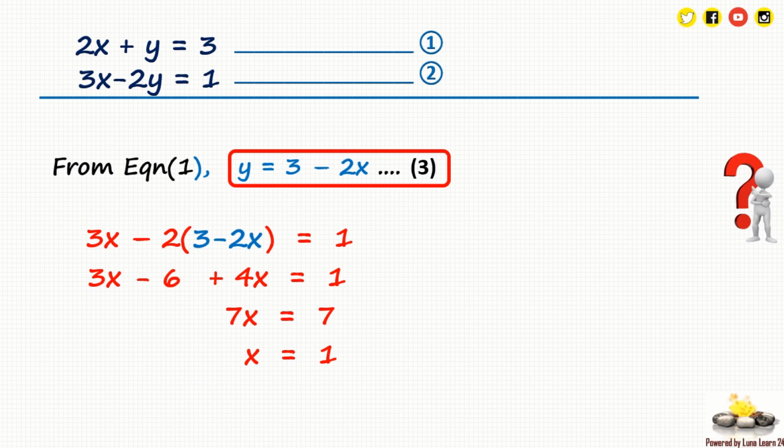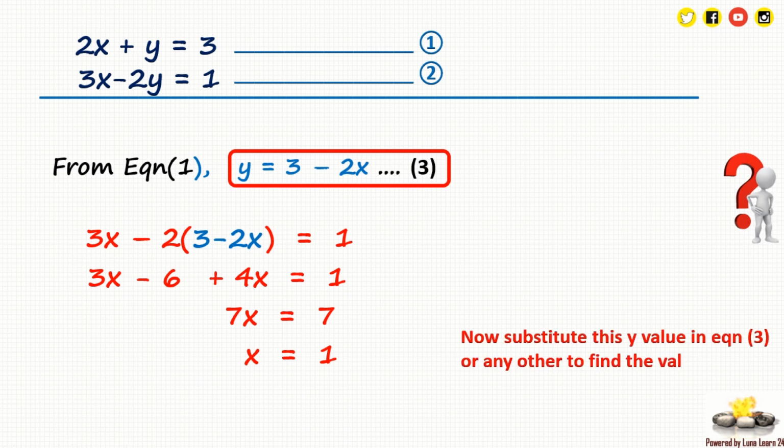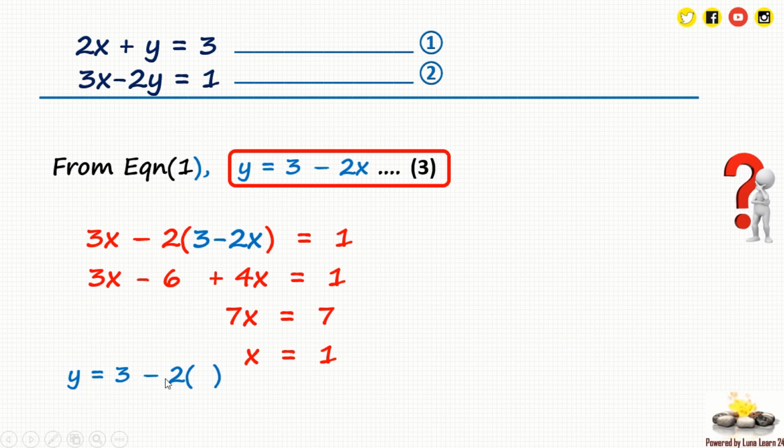Now we have the value of x. We need to find the value of y. So we're going to substitute this value of x in equation 3 or in any of these other two equations to find the value of y. I prefer equation 3. So from here, y equals 3 minus 2 into x, but our x is 1 here. So that's 3 minus 2 into 1, which is 3 minus 2, and the solution is 1. So in this particular case, our x is 1 and our y is 1.